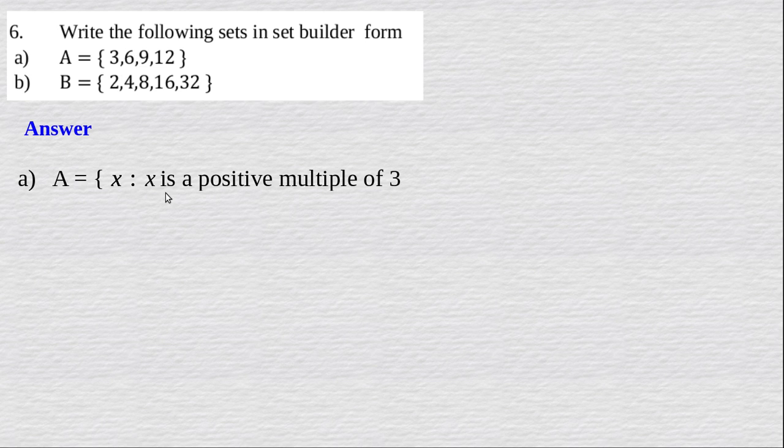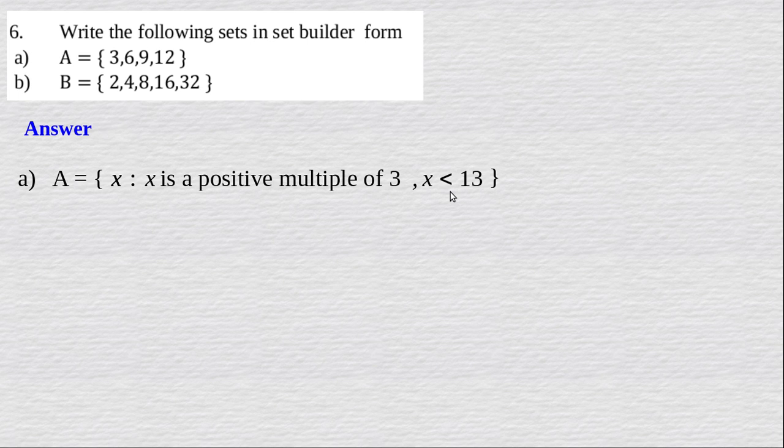Is this condition enough? No. Why? 30 is a positive multiple of 3, but 30 is not in this set. Okay, 300 is a positive multiple of 3, but 300 does not belong to the set. Therefore, we must write one more condition or restriction on this positive multiple like this: x less than 13. Okay, then this is the single common characteristic property possessed by all the elements of the set. Positive multiple, at the same time that multiple must be less than 13, or less than or equal to 12, or less than 14.